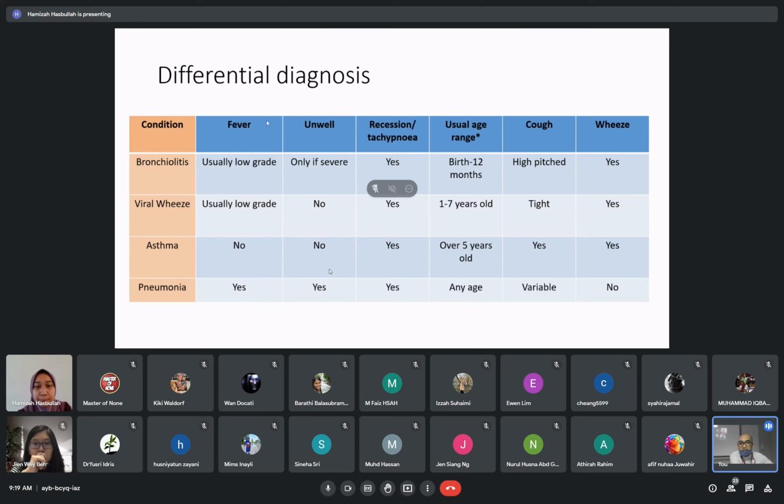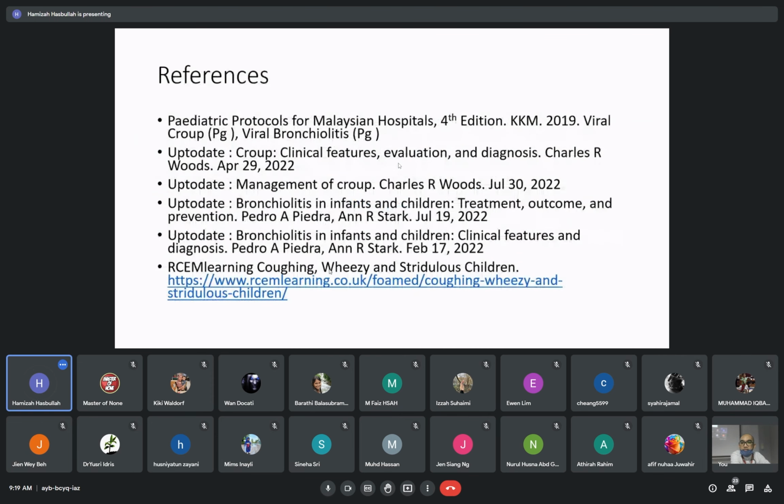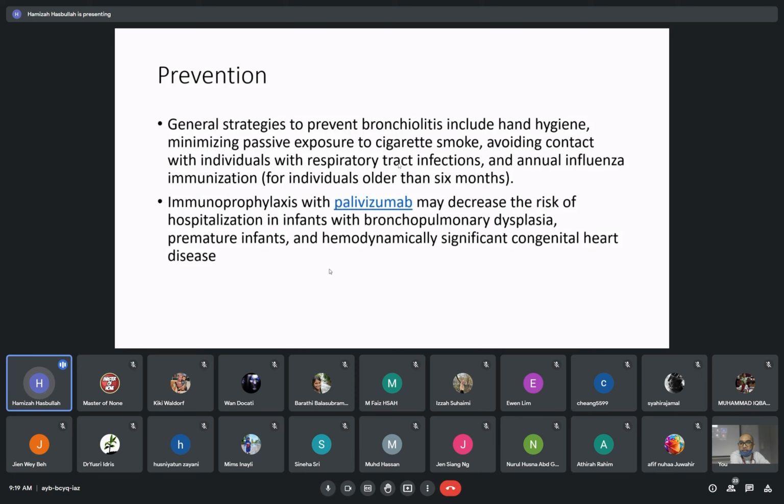Okay, but I think there is one more slide, Hamizah? Any prevention only, doctor. Okay. So since bronchiolitis is from viral infection, general strategies to prevent bronchiolitis are hand hygiene, minimizing exposure to cigarette smoke, avoiding contact with individuals with respiratory tract infections, and influenza immunization.